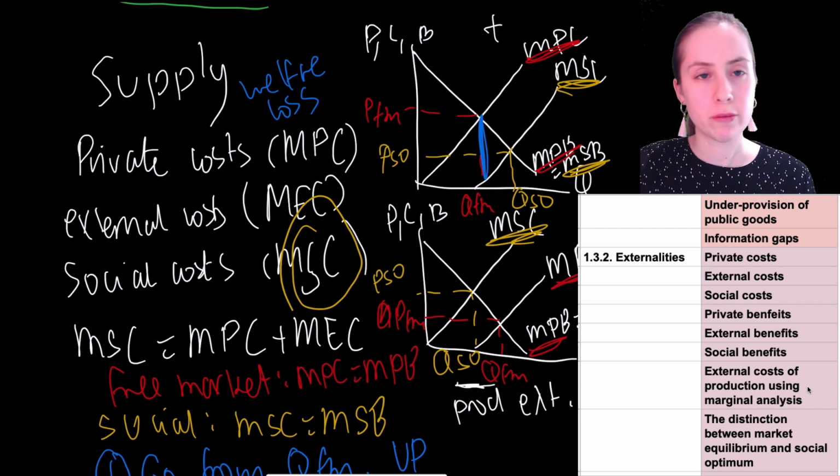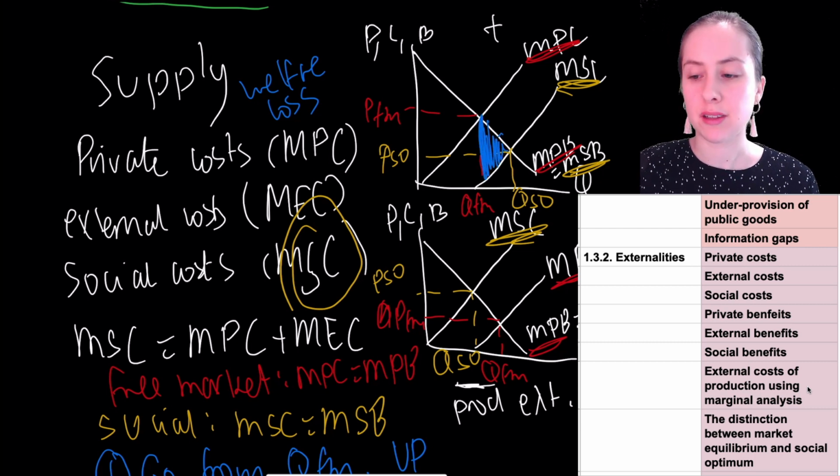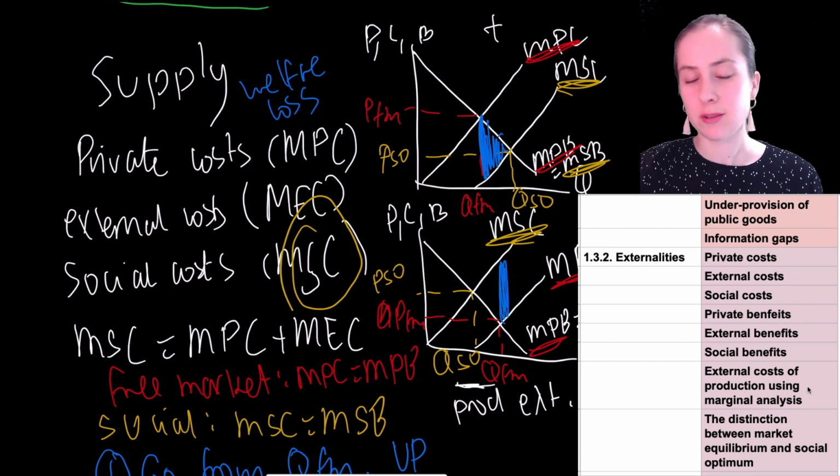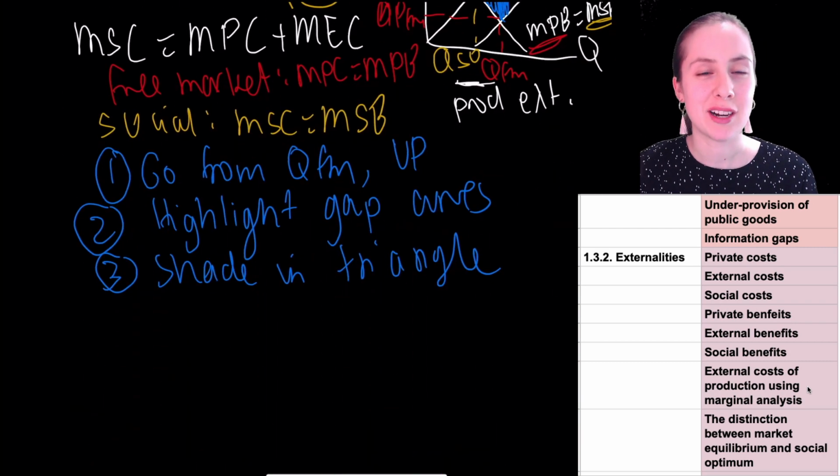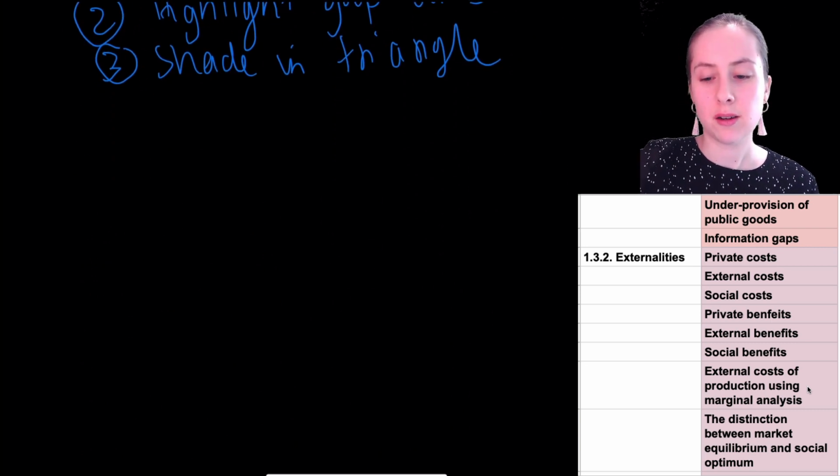Let's start with the top diagram. Go from QFM, highlight the gap between the curves, and then shade in the triangle. Next one, go from QFM, gap between the supply curves, shade in the triangle. Now there's a whole story behind that. Love to explain that to you, but not for this revision though.